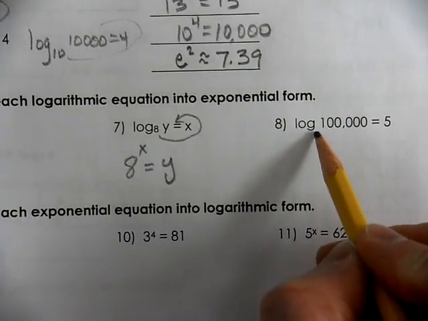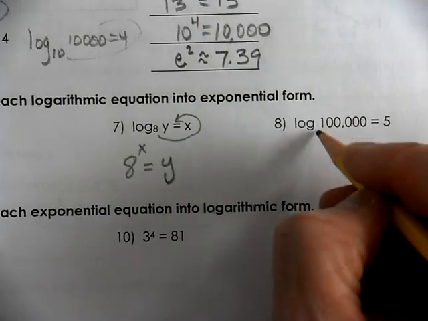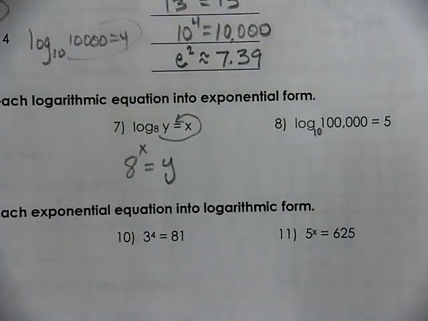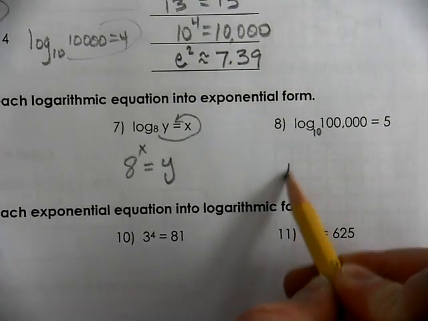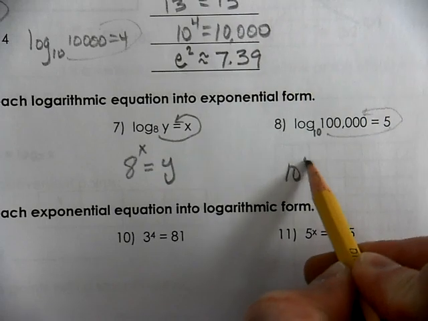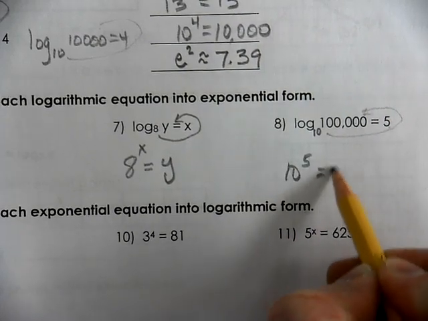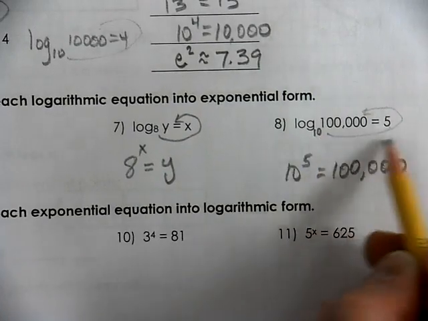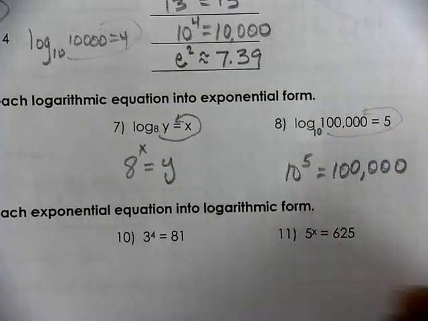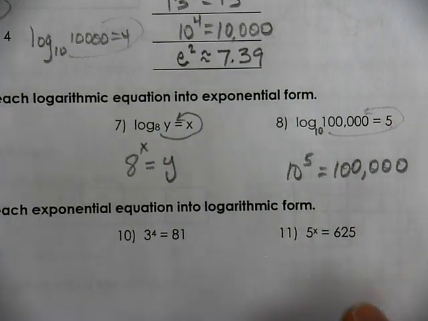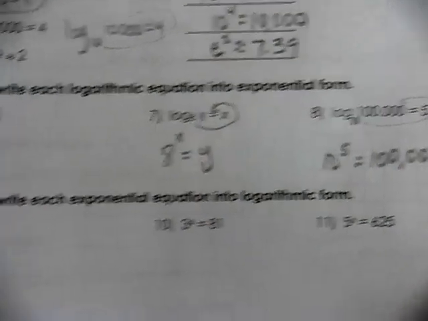We don't have a base. What's the base? If it's not written, that base is automatically a 10. So the base 10 to the fifth power equals 100,000. Base 10, fifth power, 100,000. 10 times 10 times 10 times 10 times 10.